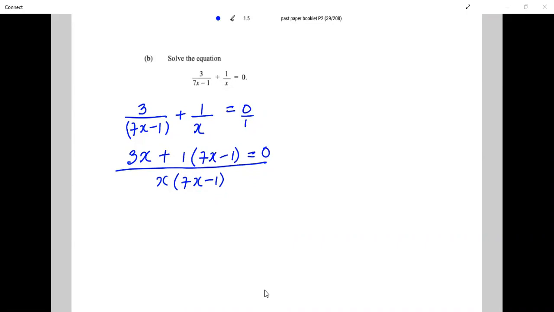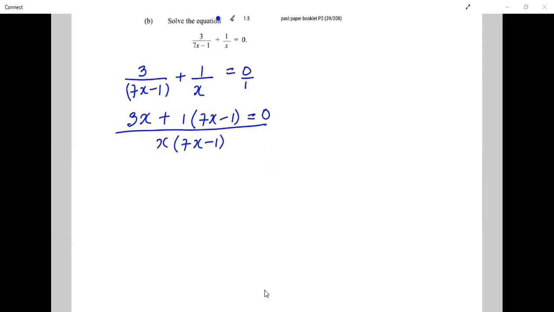Now, discarding the LCM means going forward, I'm going to go forward without the LCM. So now I have 3x plus 7x minus 1 is equal to 0. So now it is a simple equation.